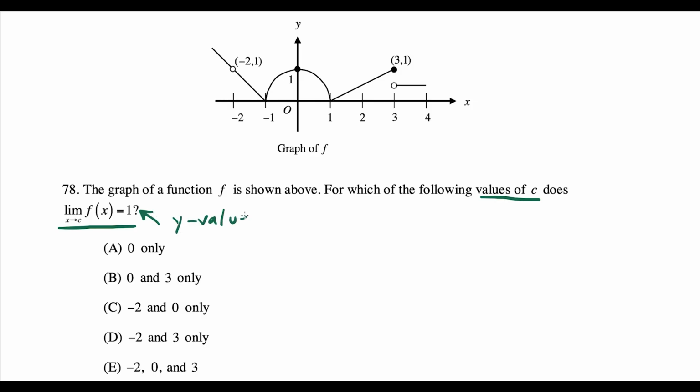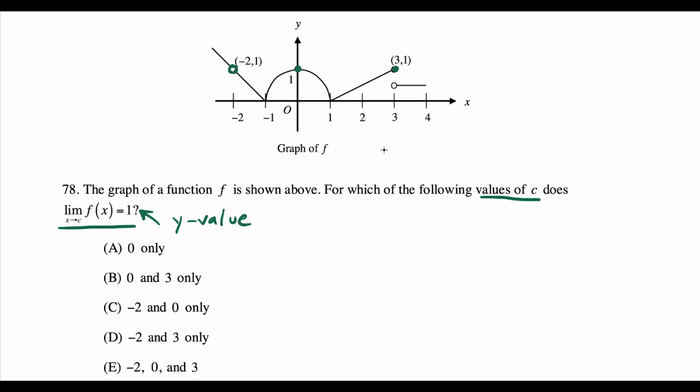So the first thing I'm going to focus in on is how many locations here do we have a y value of 1. So we have one here, where technically the function is not equal to 1, but it's heading there. The function is equal to 1 here, and also here. So for all three of those points, for how many of them does the limit actually equal 1?